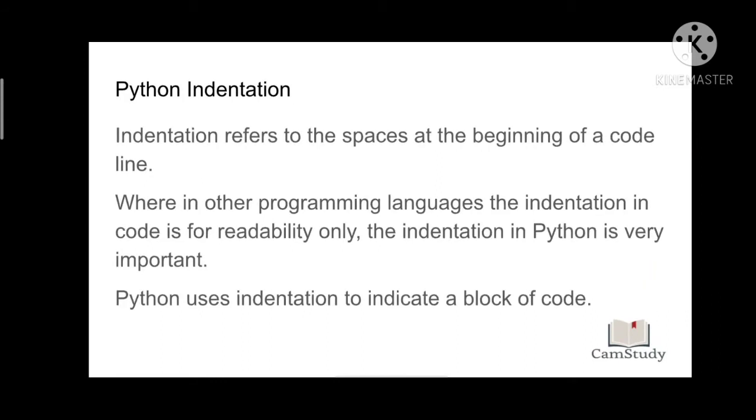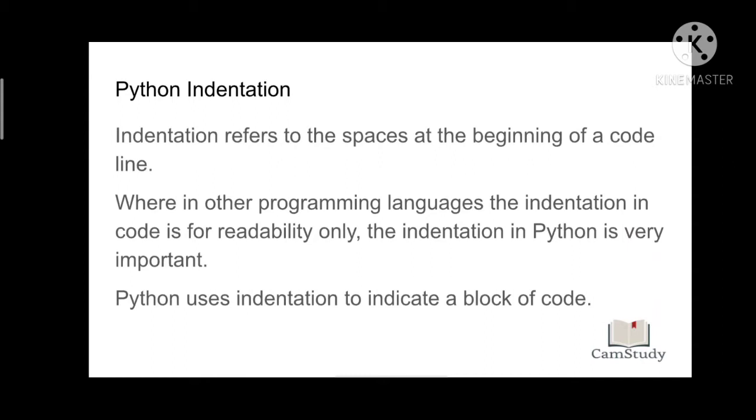Python indentation. Indentation refers to the white space or spaces at the beginning of a code line. In other programming languages, indentation is done with curly brackets, semicolons and others. Also, indentation provides readability in Python programming, and indentation is very important in Python programming. Without indentation, the code of our program will be wrong.